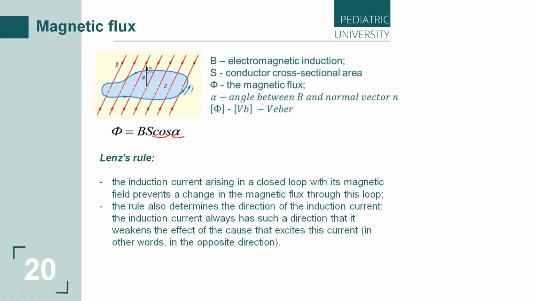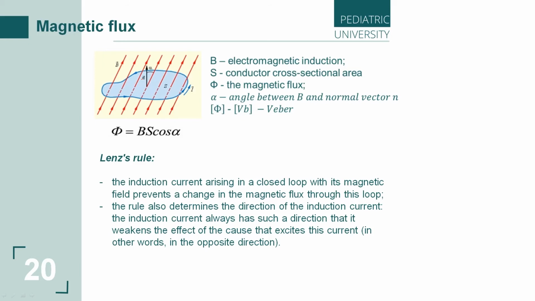Alpha is the angle between vector B and the normal vector n. Don't forget please about it. And the System International Unit of magnetic flux is the Weber. The System International Unit of magnetic flux is the Weber.